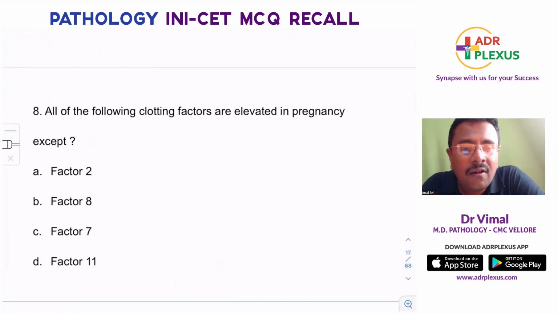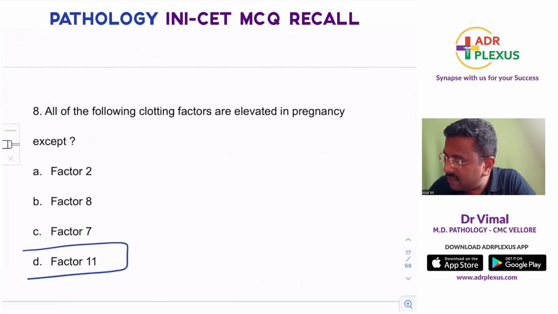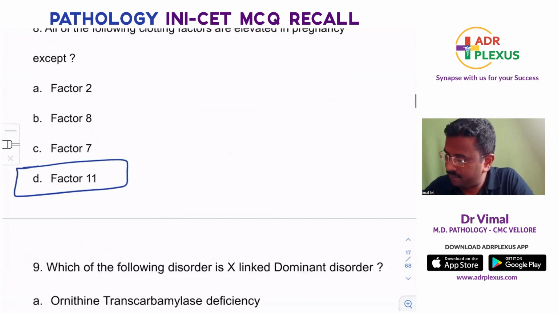Then, all of the following clotting factors are elevated in pregnancy, except. If you could see, most of the clotting factors are elevated, so it is a straightforward question. All of the clotting factors are mainly elevated in pregnancy, except the answer for this, which is factor 11. So factor 11 is actually decreased in pregnancy. The rest of all these are elevated in pregnancy.